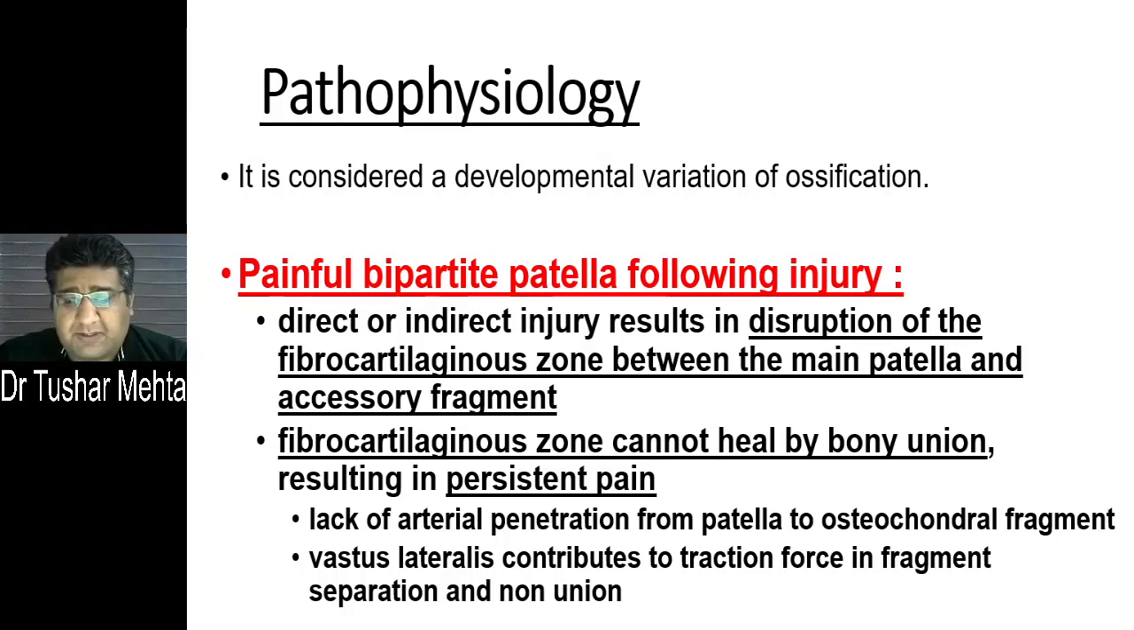Another problem is that the majority are in the supralateral part. So there is a vastus lateralis muscle which usually gets connected to that part. That constantly pulls that fragment towards itself, and that also leads to a persistent traction kind of injury. Are you able to understand my point?